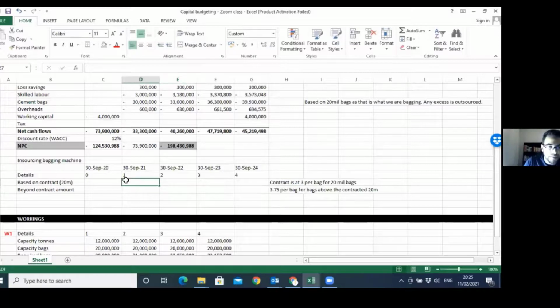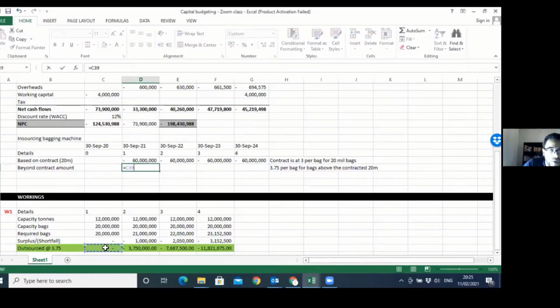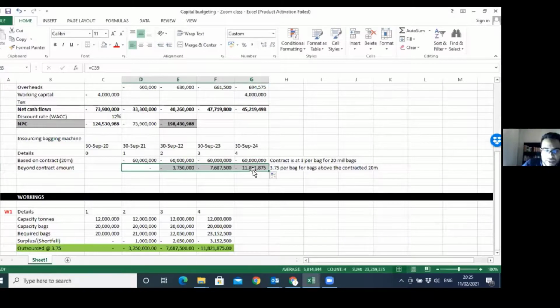So here we just simply say equal to negative 20 million bags, times 3 Rand. That's what the contract says. So each year the contract is 60 million. We know we're going to need some extra, so we must bring in those amounts as well. So in year 1, we're not going to require anything extra. But in year 2, we're going beyond the 20 million per the contract. So we're going to incur that additional 3 Rand 75.